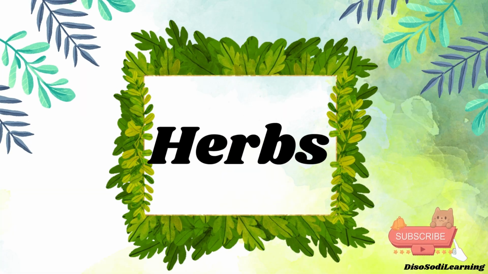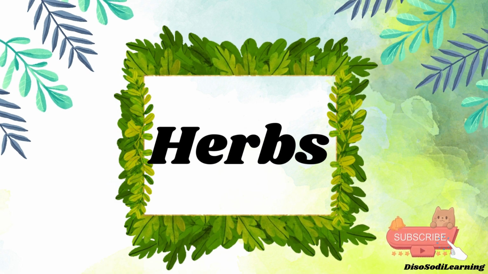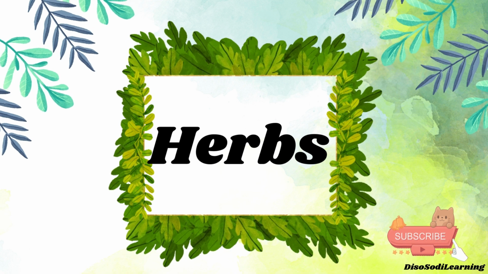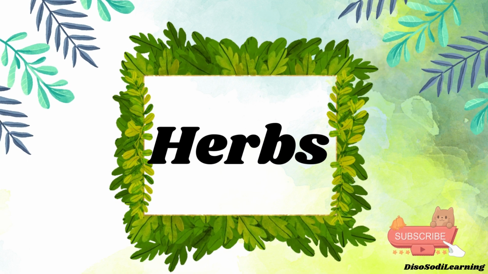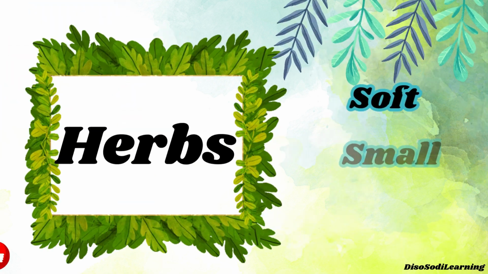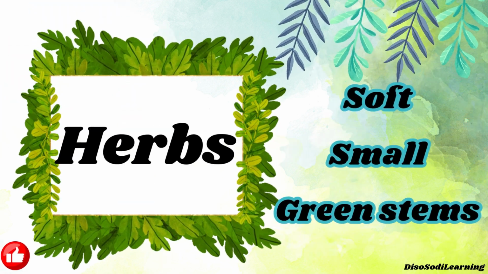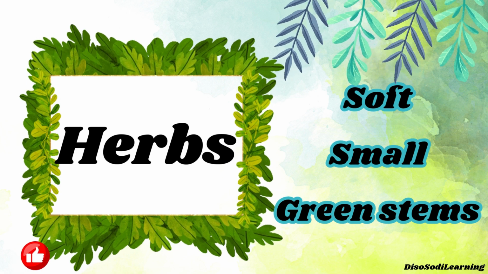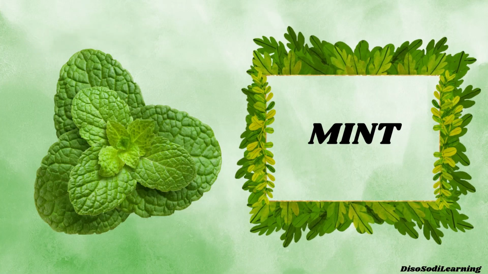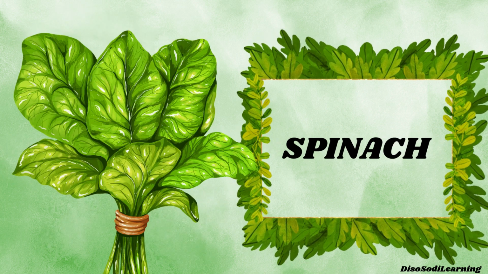First type of plant is herbs. Herbs are the plants that are valued for their flavor, aroma, or medicinal properties. They are often used in cooking, for making herbal medicines, and for traditional remedies. These are soft, small in size, and have green stems. So let's look at the examples of herbs. Mint, coriander, spinach.